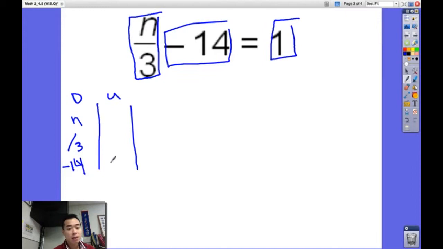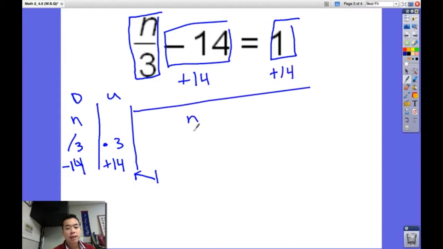The opposite of negative 14 or minus 14 is plus 14. And then the opposite of dividing by 3 is multiplying by 3. I'm going to go ahead and put 1 over here. Draw my arrow. So the first thing I need to do is add 14. I'm just going to put that right there. So I get n divided by 3 is equal to 15, because negative 14 with positive 14 is 0.